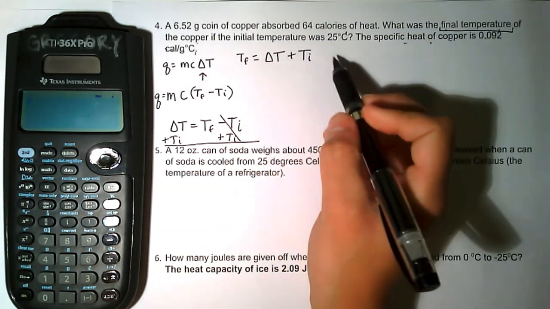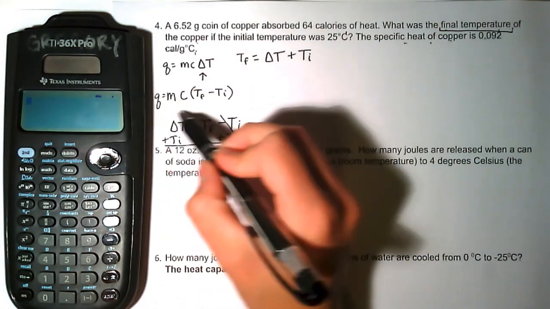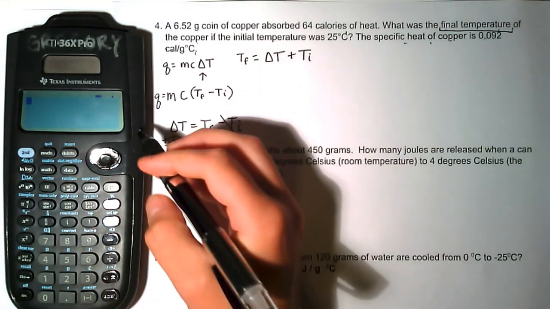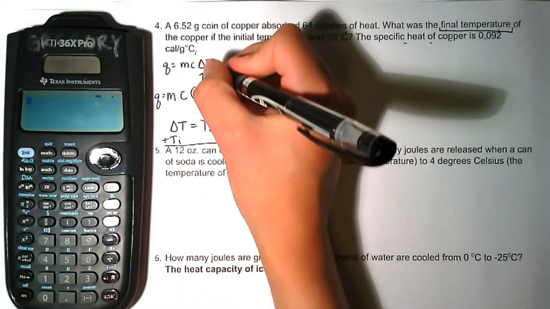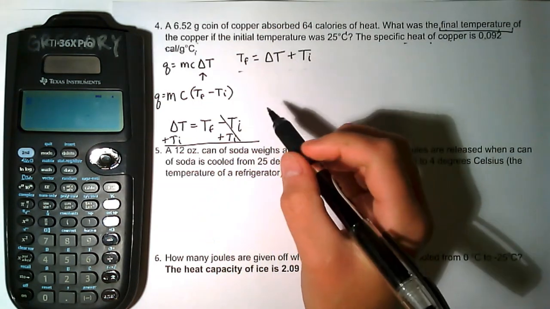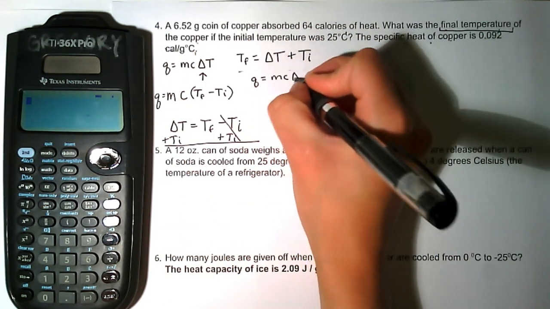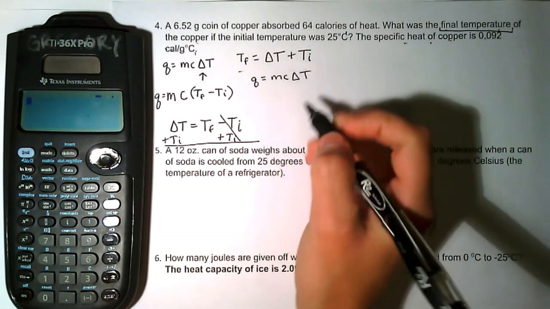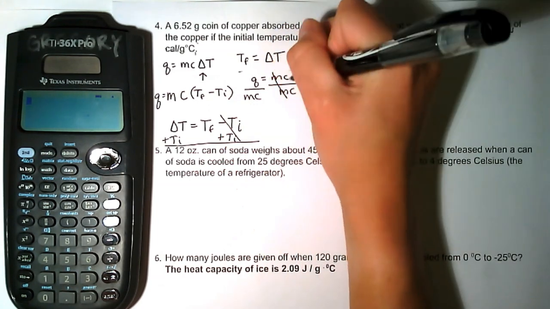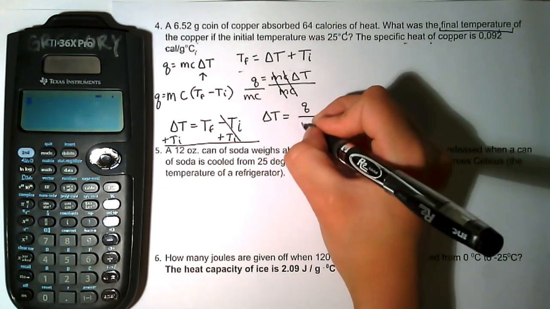So this, to me, is probably the easier way of doing the problem. You can rearrange this expanded form of our equation to solve for T final, but I think it's a little bit easier just to first solve for the change in temperature and then substitute into this smaller rearranged equation. So that's what we're going to do. We're going to take Q equals MC delta T, and rearrange to get delta T by itself. So I'm going to divide by MC on both sides. So now we have delta T equals Q divided by MC.